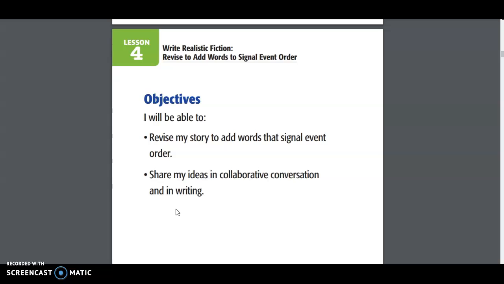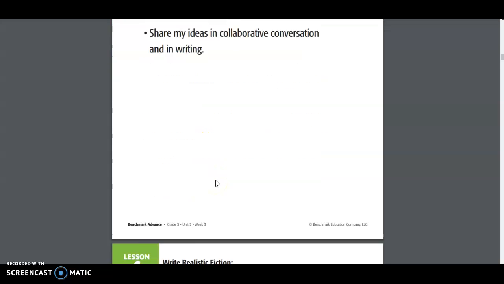By the end of the week, you will start to type all these things up, okay? But for right now, we're just going to be putting in our notebook, adding signal words. That's why I had you skip lines to where your events start to take place.